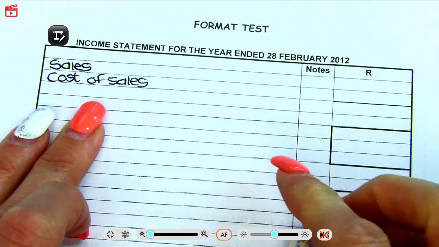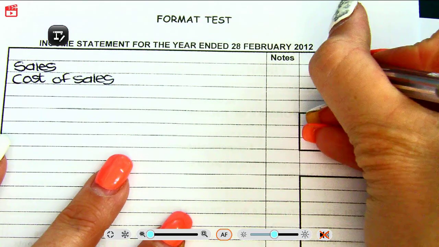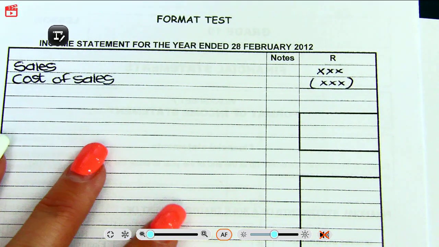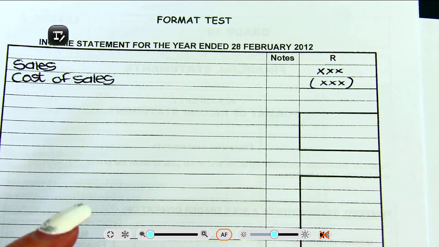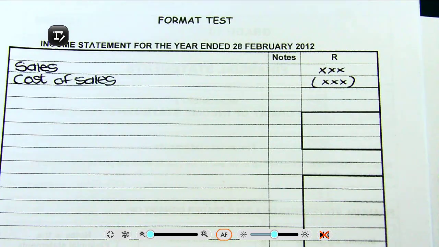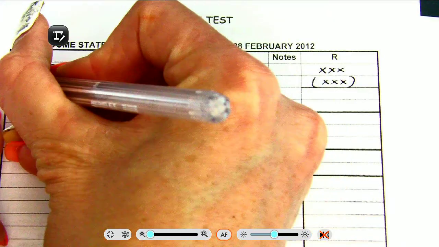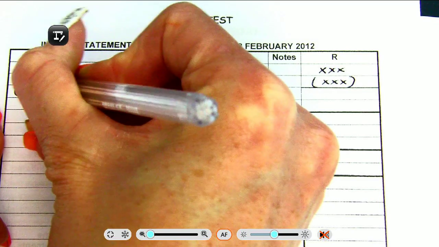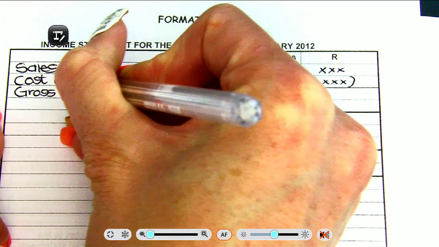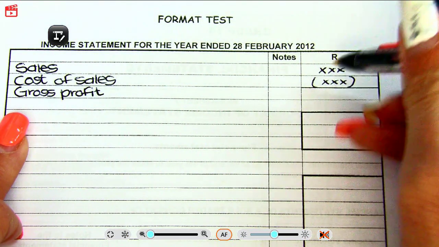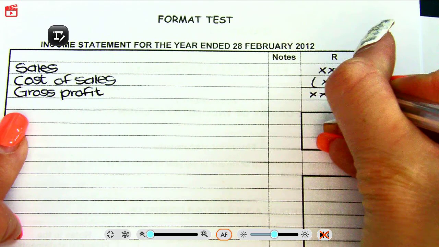Okay, so we're saying sales minus cost of sales. Right, so sales minus cost of sales gives me what? Gross profit. So sales minus cost of sales is going to give me my gross profit, okay?